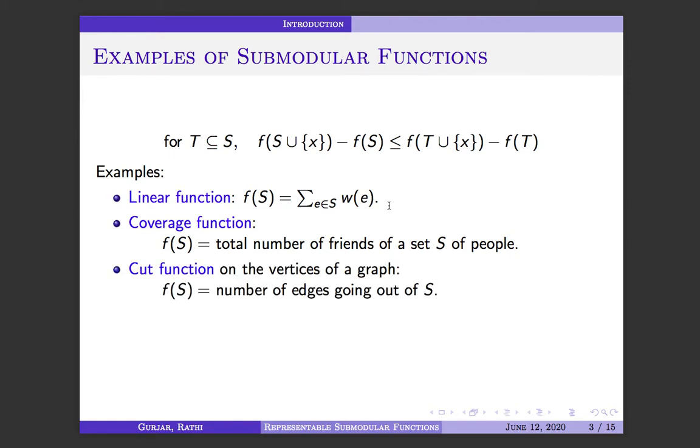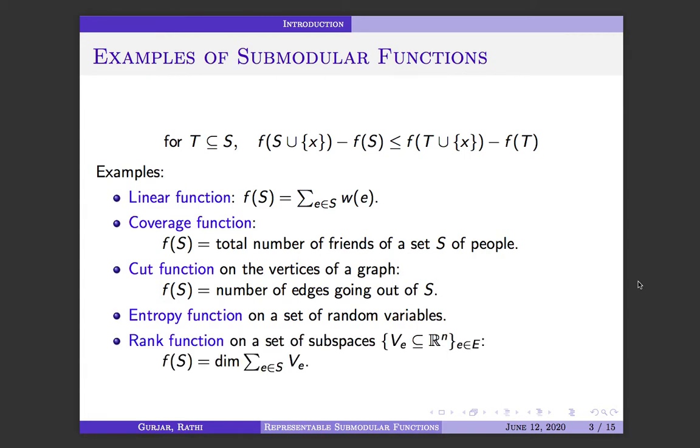The next example you can consider is the cut function for a given graph. This cut function is defined on the sets of vertices of a graph. For any set of vertices S, you can define the function to be the number of edges which go across from S to the complement of S. Another example is, on a set of random variables, you can consider the entropy function, which turns out to be submodular. And the last example is the rank function on a set of subspaces.